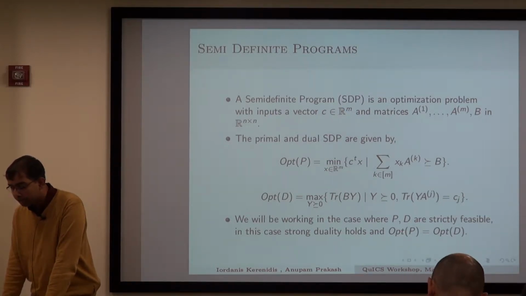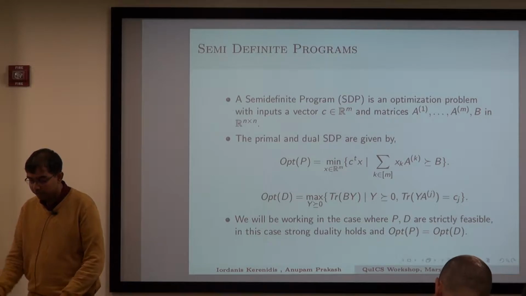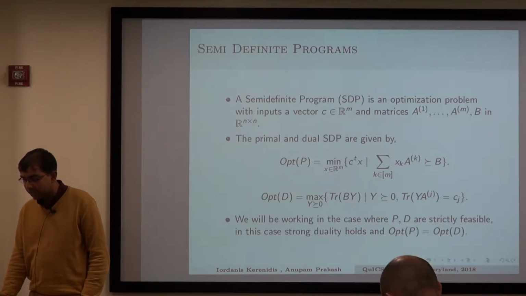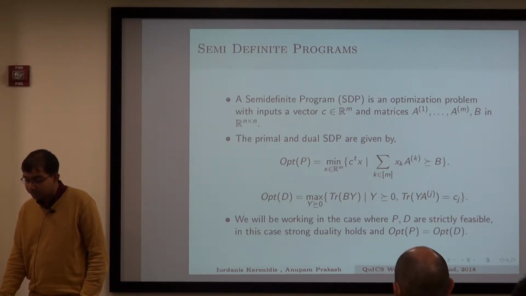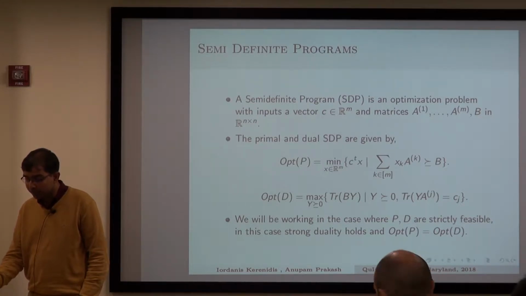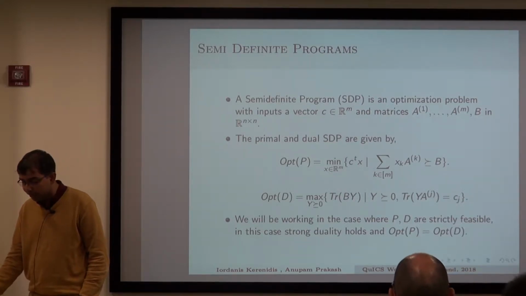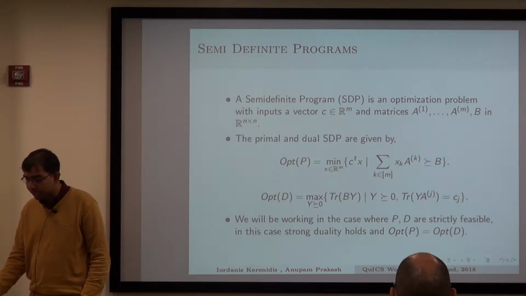The primal and dual SDP are given in the next two equations. The primal SDP is the problem of finding the optimal value of c transpose x subject to the constraint that the summation of x_k A_k is greater than B, where by greater than we mean the PSD ordering, so the difference of the sum of x_k A_k minus B is a positive semi-definite matrix. And the dual problem is to maximize the trace of B Y, where Y is constrained to be PSD, and there are linear constraints: trace of Y A_j equals c_j.